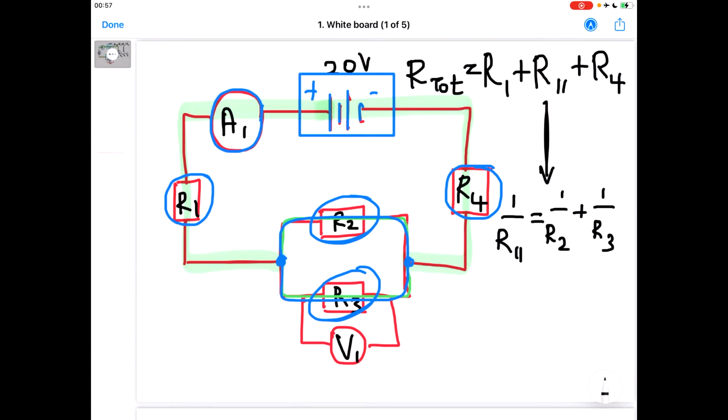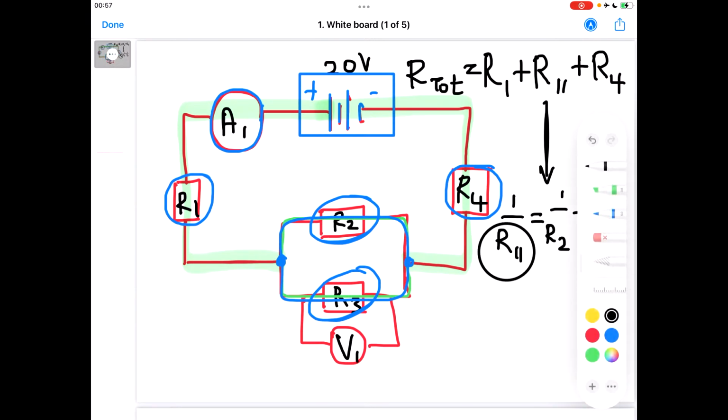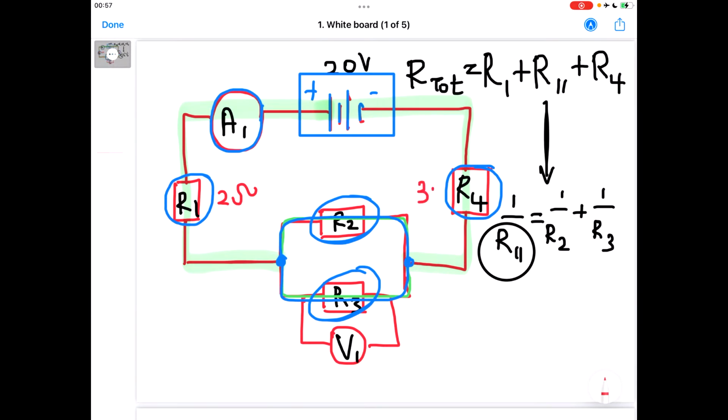Let's say for some reason that one was 2 ohms. That one there, let's say it was 3 ohms. This one, let's say it was 5 ohms. And this one, let's say it was 7 ohms. I'm just giving you examples for you to know that you've actually calculated R parallel correctly.